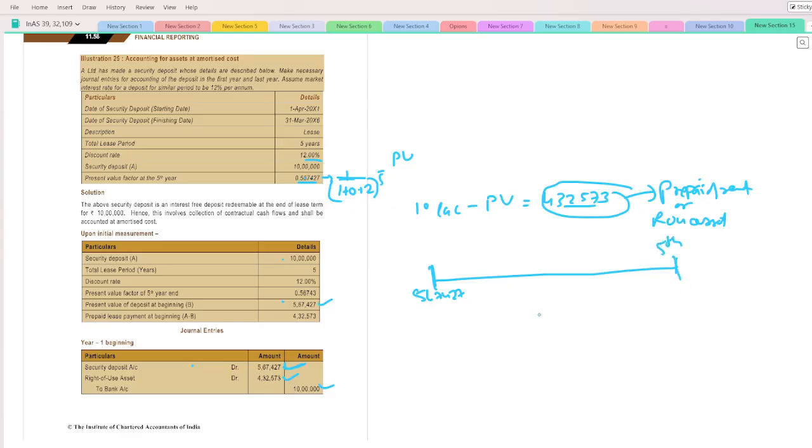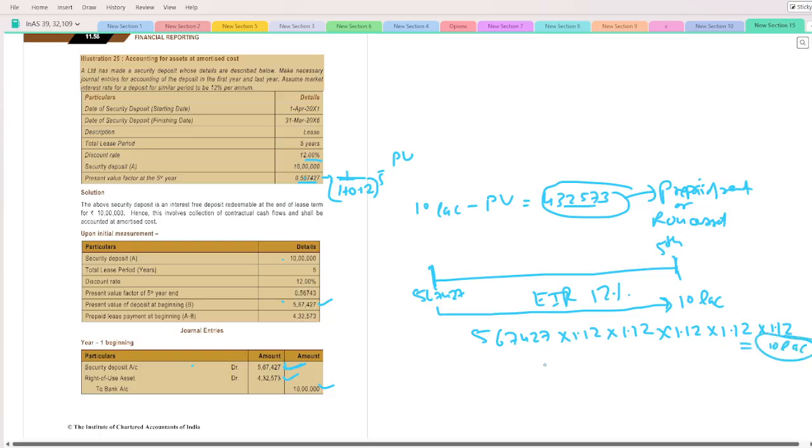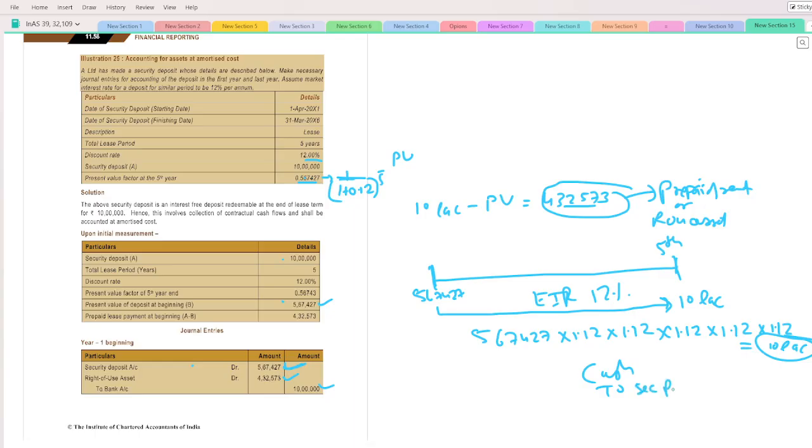So this 5,67,427, it will become 10 lakh through the amortization, that is through the effective interest rate, that is 12%. So that means 567427 into 1.12, that is for the first year. Then for the second year it is this thing. Then third year it is this thing. Fourth year it is this thing. Fifth year is this thing, which is equal to your 10 lakh. So this is your amortization, and then you will be receiving the cash. So cash to security deposit at the end of the fifth year, security deposit 10 lakh here.